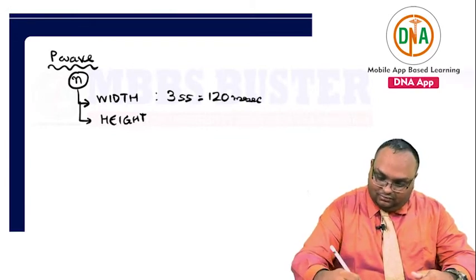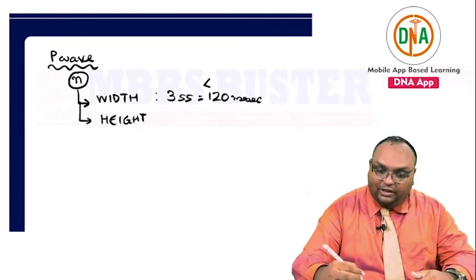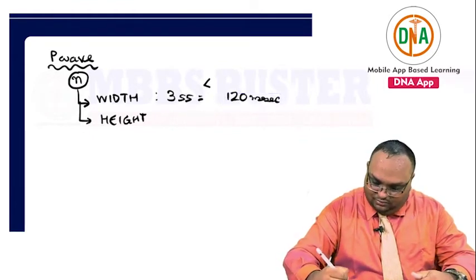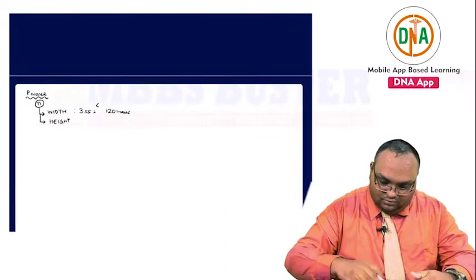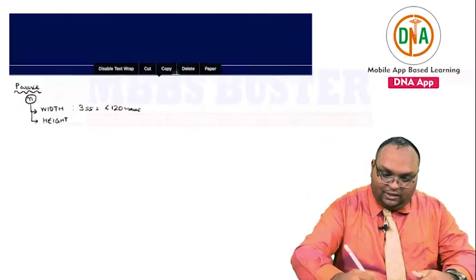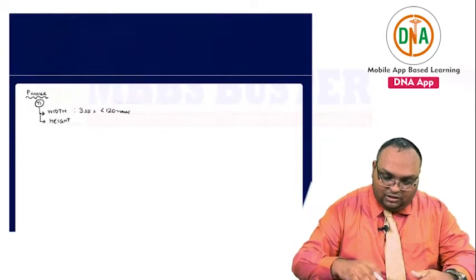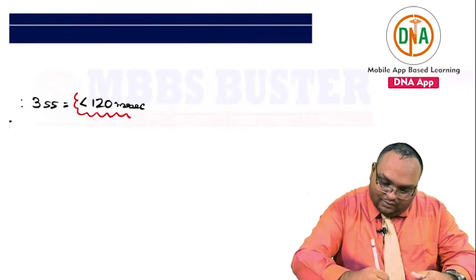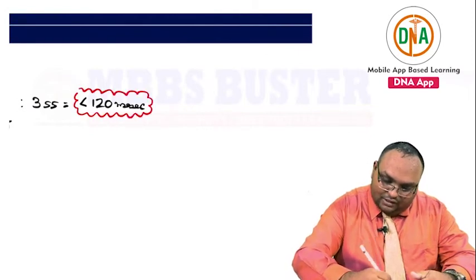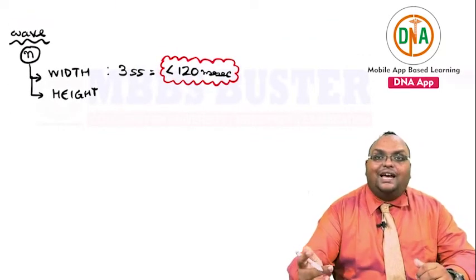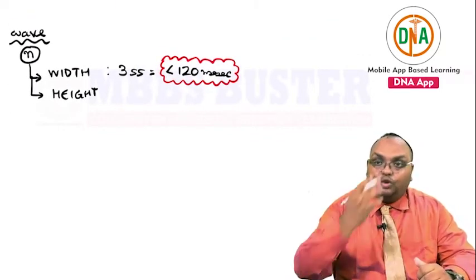Less than that. Right? So let's make it a bit tidy. Less than 120 milliseconds. Remember that, that should serve your purpose. Less than 120 milliseconds is the normal width of the P wave. What is its height? Important point.